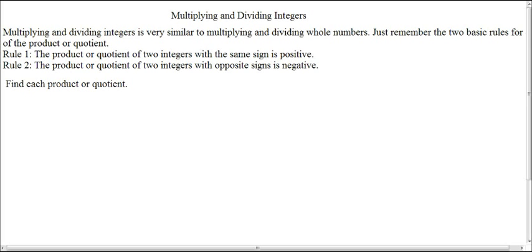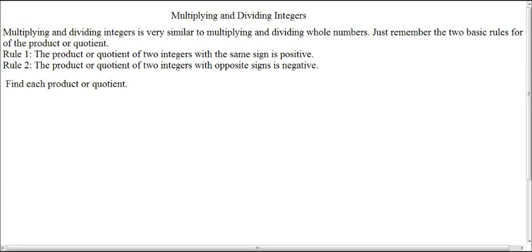We know whole numbers are 0, 1, 2, 3, 4, and so forth. You just have to remember two basic rules for determining the signs in the product or quotient, depending on whether you're using multiplication or division. As we said, first rule, the product or quotient of two integers with the same sign is positive. Rule 2, the product or quotient of two integers with opposite signs is negative.